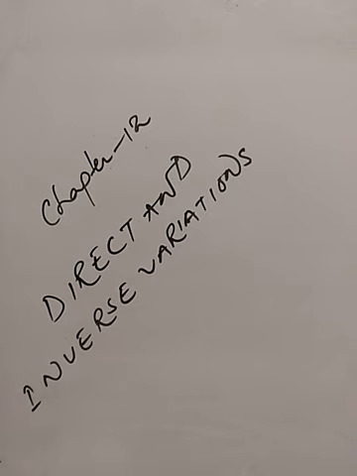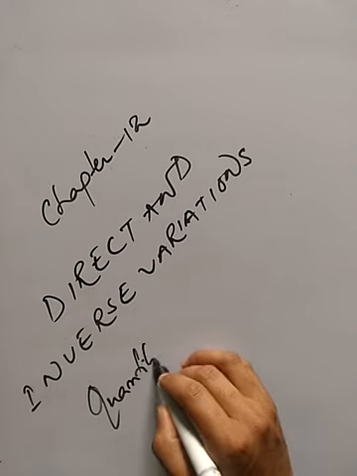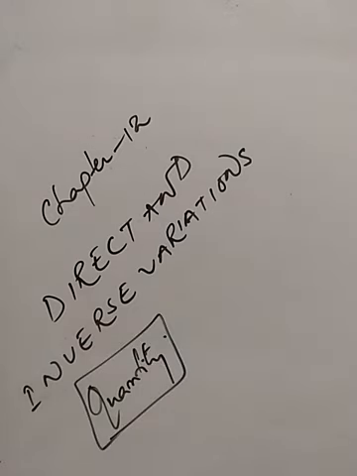We are talking about quantity. What is meant by quantity? Quantity means anything that can be measured. It may be number of boys, number of girls, number of people, number of liters of petrol, number of pens, number of shirts, or the length of the thread. These kinds of things are actually quantities. Anything that can be measured.